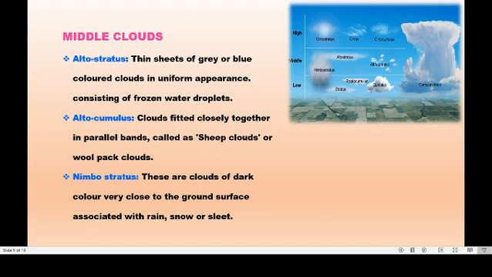For example, when you look at the wool of a sheep, you can see the hair is rounded in structure, like a banded structure. Such clouds, which look like a cauliflower shape or a pack of wool, are known as altocumulus clouds, and that is why we call these clouds sheep clouds. The next cloud in the middle clouds is nimbostratus, which is very dark and associated with rain, snow, or sleet. Nimbostratus can give us rainfall.